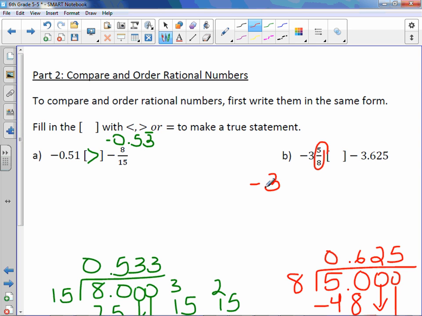So negative 3.625. And if I'm comparing this number with this number, they are exactly the same. So an equal sign in between them.